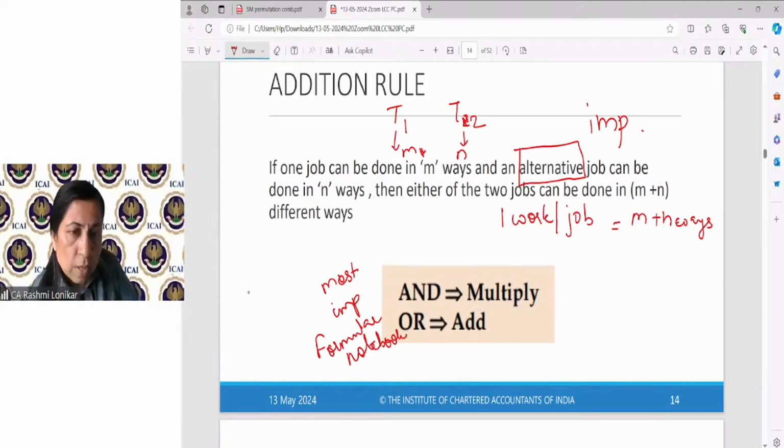If you see "and", you must multiply. If you see "or", it must mean add. Means I can do the job in either T1 or T2 ways. So in that case, I have to add. If I need to do both S1 and S2, I need to multiply.